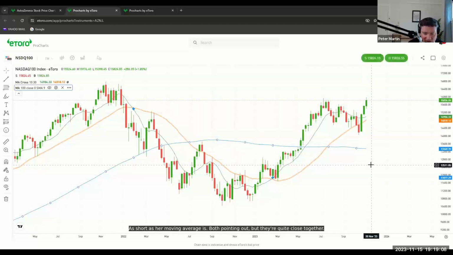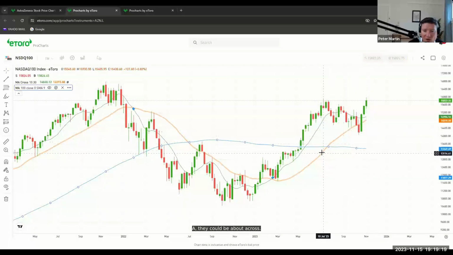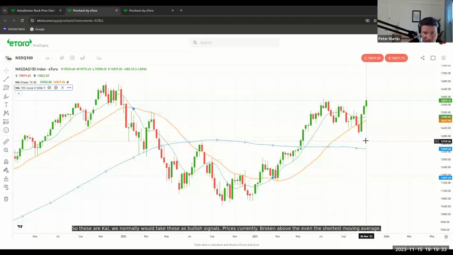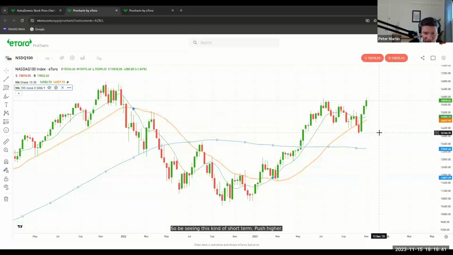Our shorter-term moving averages are both pointing up, but they're quite close together, i.e. they could be about to cross. But what's interesting is that the shortest moving average is above. So the 10-day moving average is above the 30-day moving average, which is above the 100-day moving average. We normally would take those as bullish signals. Price has currently broken above even the shortest moving average. So we're seeing this kind of short-term push higher, which is kind of bullish.